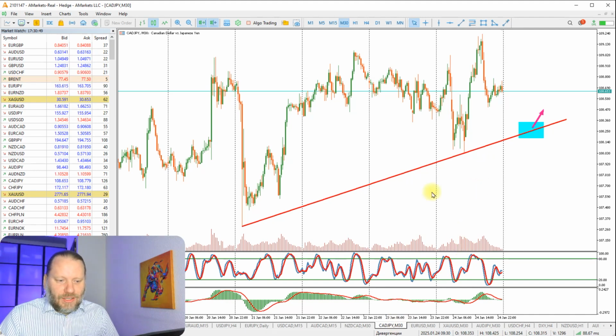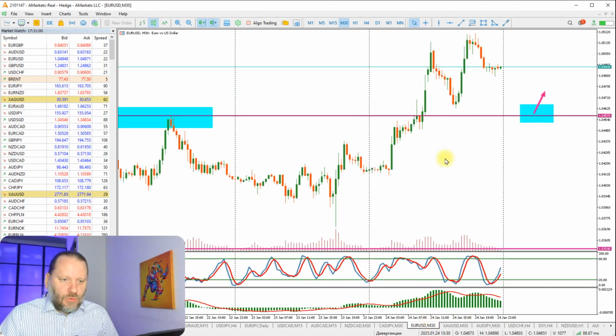The Canadian dollar and the Japanese yen also have a support line. This is a classic support line, but the price is already moving down. And once it reaches here, there will be a reversal point. It will be possible to buy and capitalize on the upside.